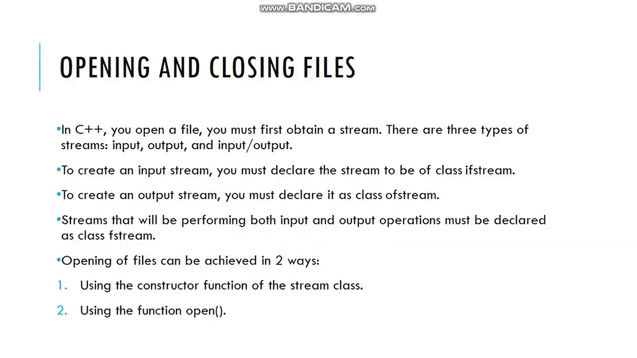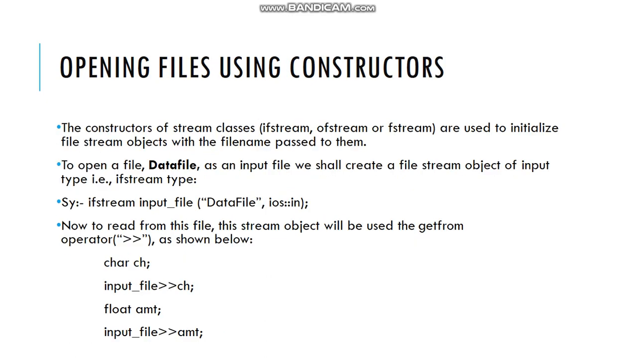Now there are two ways to open a file. The last point is that opening of a file can be achieved in two ways. The first one is using the constructor function of the stream class, and the second one is using the function open. All this we will see in the program examples. The next one is opening a file using a constructor. So there were two ways to open a file. Let us see how to open a file with a constructor.